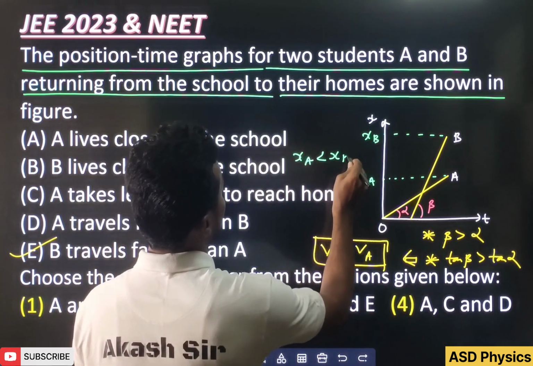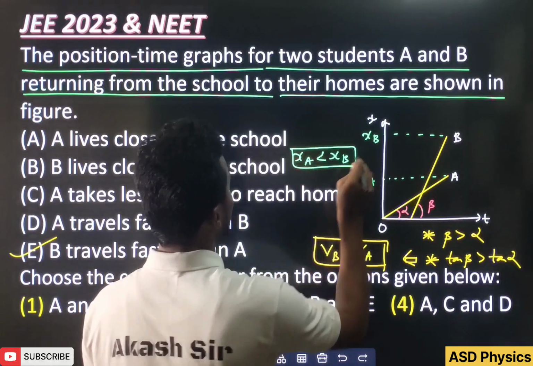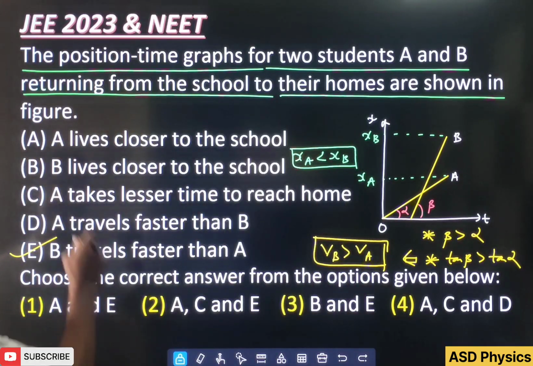XA is less than XB, is it? So we can tell very well, A lives closer to the school. So A and E will be the correct option. Option 1 is the answer here.